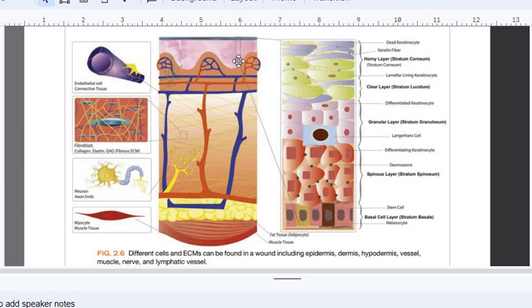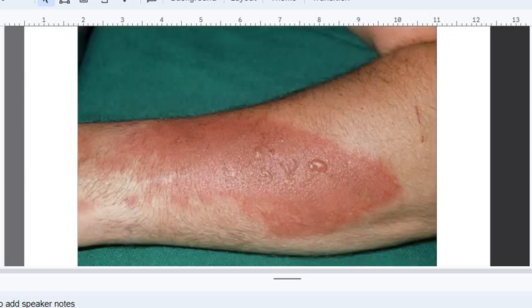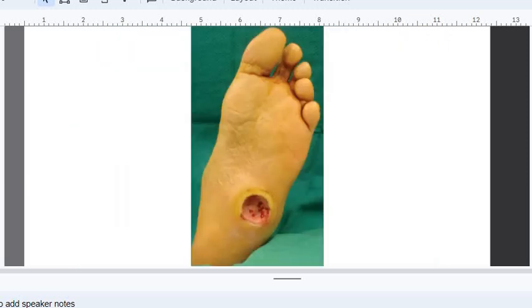Like we have discussed, epidermis is made up of epithelial tissue. The dermis is made up of connective tissue, and the third tissue is nervous tissue, which is basically the neurons present in the dermis. The fourth tissue is muscular tissue. We have discussed this example.